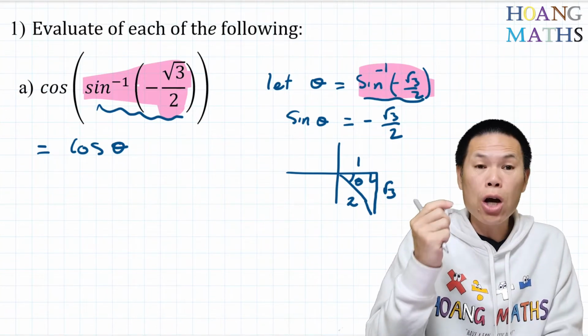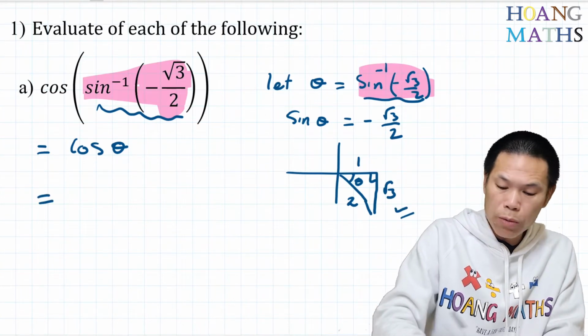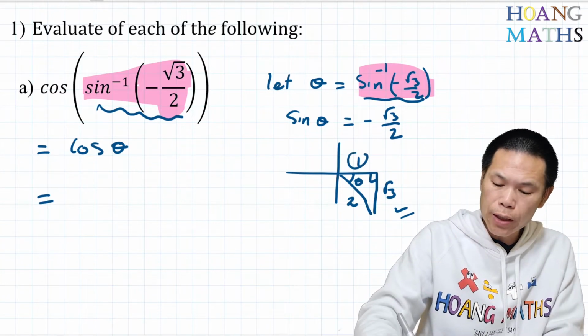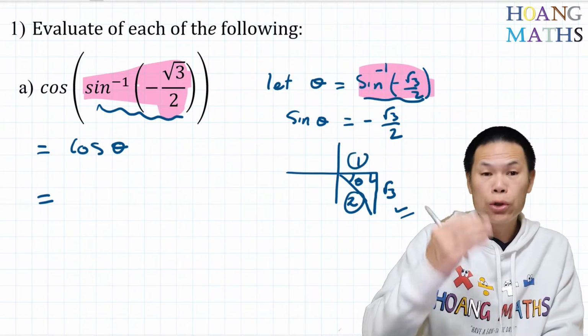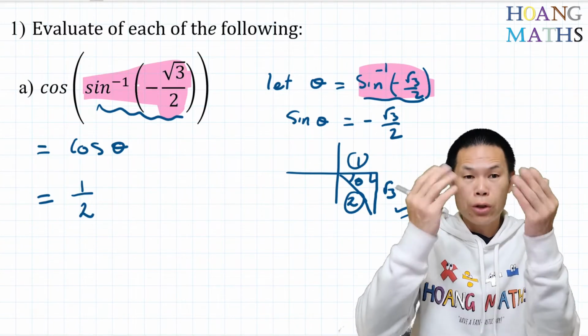And then we know that cos of theta in this quadrant here is positive. So cos is adjacent over hypotenuse. Adjacent is 1, hypotenuse is 2. So the answer is 1 over 2. So there you go.